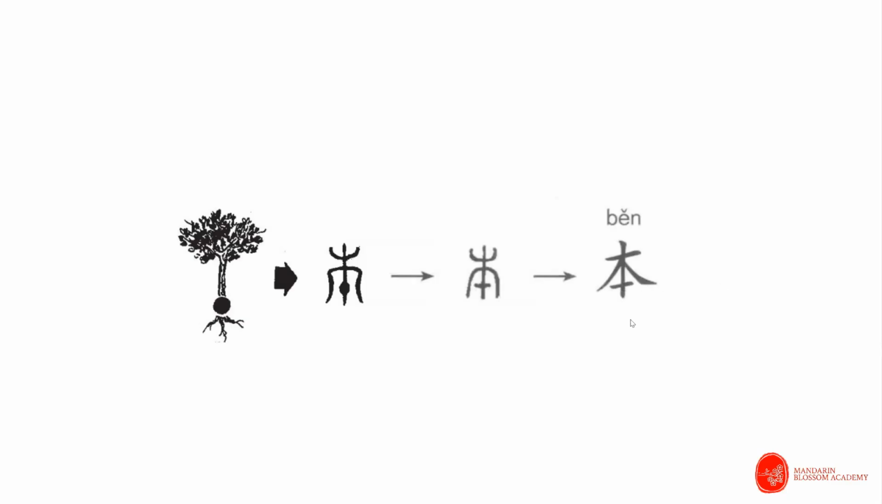This one is 本. Originally, it looked like a tree with a dot, and this dot shows where the root is. It means the root of everything. And now it's also a measure word for books. 本. Now you can write it down.